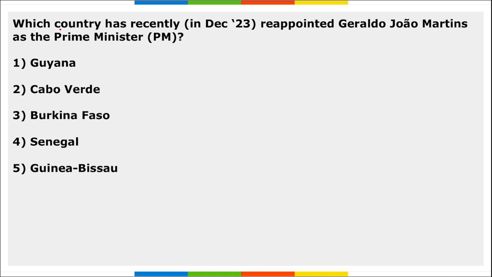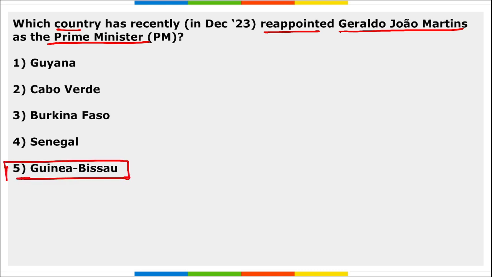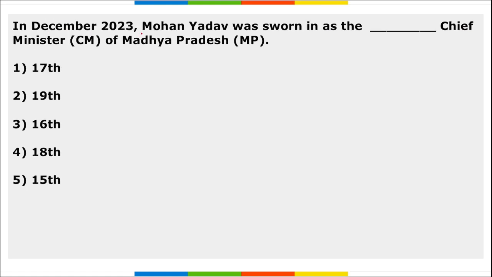Next, which country has recently reappointed Geraldo Zau Martins as the Prime Minister? So, Geraldo Martins has been reappointed as the Prime Minister of Guinea-Bissau. Correct? Next. In December, Mohan Yadav was sworn in as the Chief Minister of Madhya Pradesh.